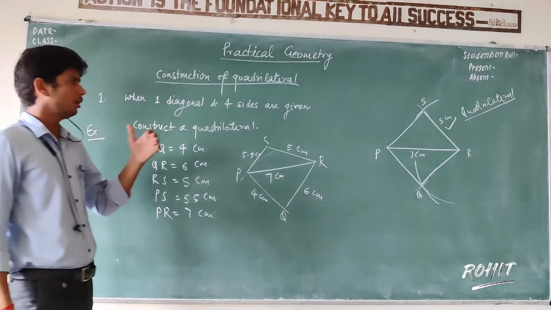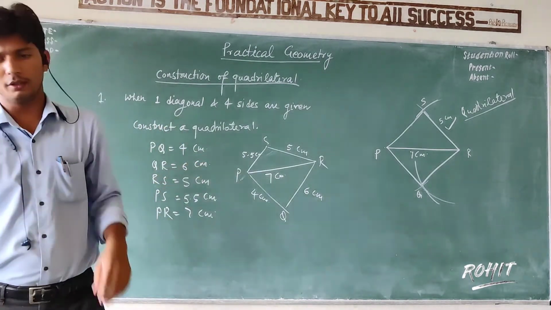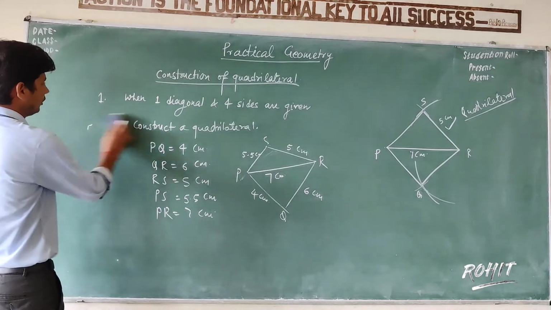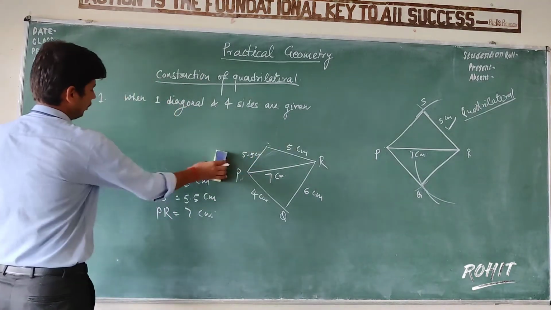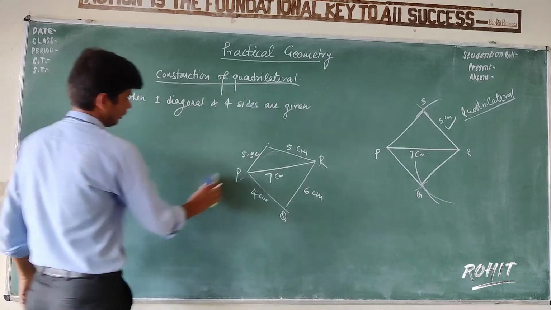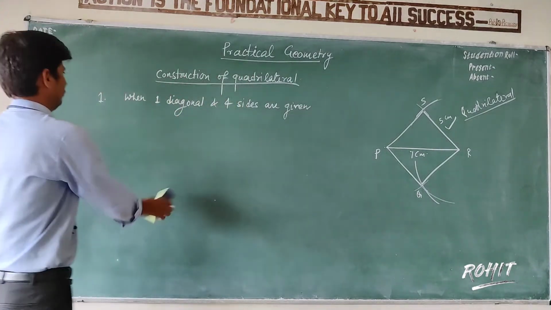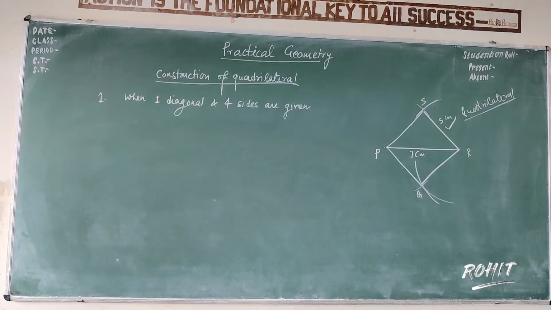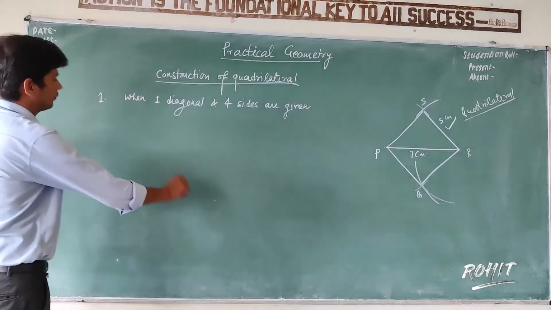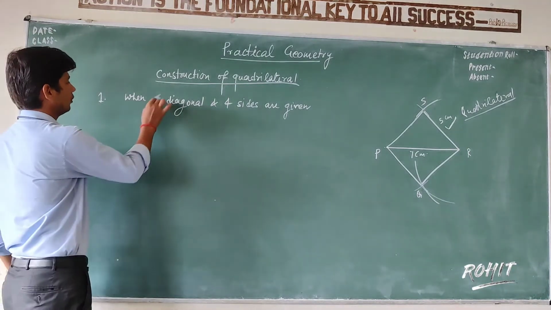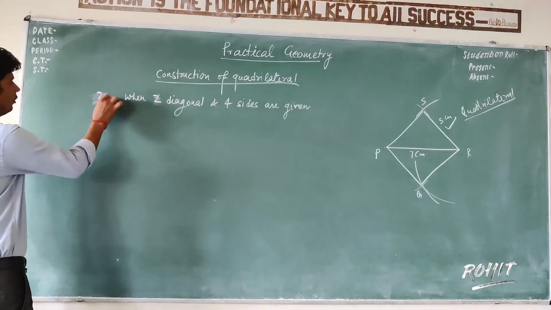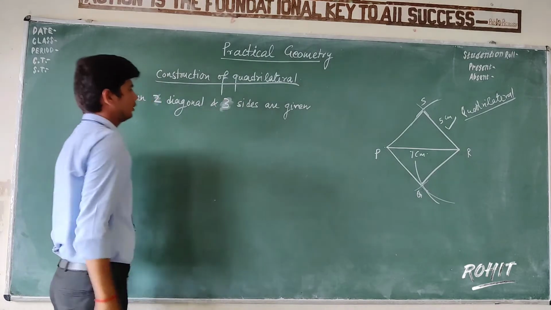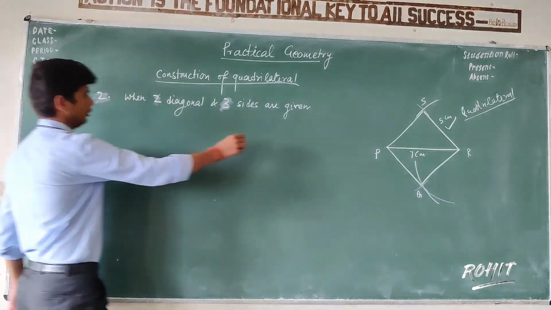आप लोग लिखेंगे कंस्ट्रक्शन के देखने के लिए बुक की लैंग्वेज यूज करेंगे जो बुक में है. ओके, नाउ सेकंड कंडीशन इज व्हेन टू डायगोनल्स एंड 3 sides are given. Second condition is when two diagonals and 3 sides are given.